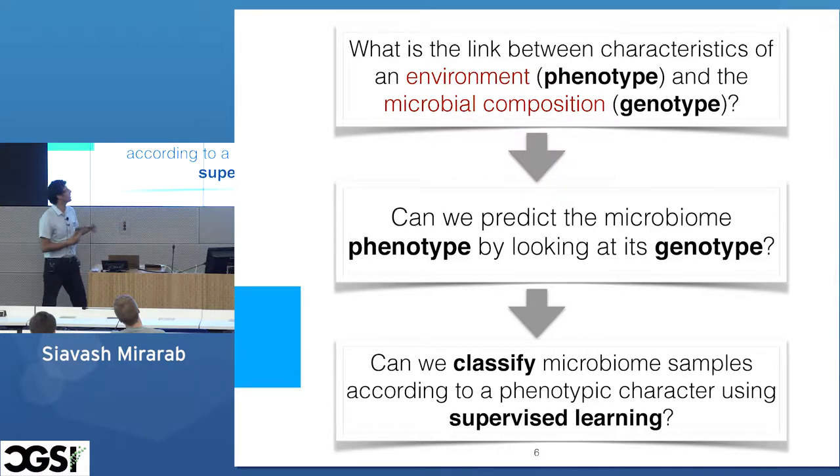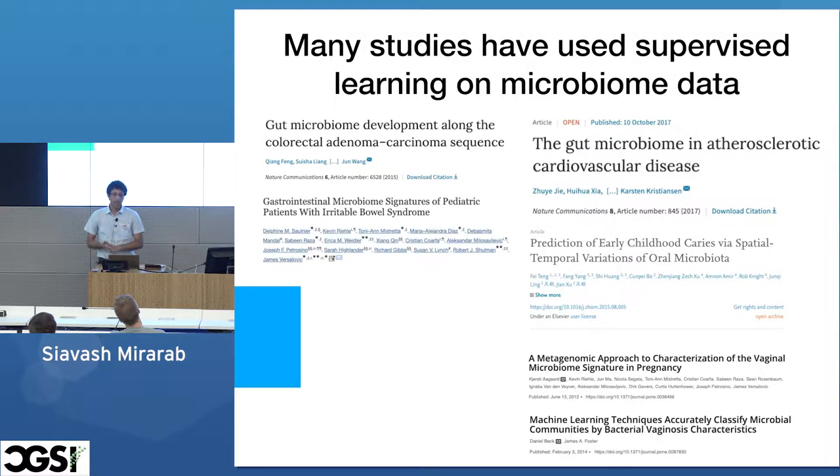And one way to think about this prediction is in the supervised learning framework, right? So you have your samples, you have the labels of the phenotype, and you want to do, let's say, a classification. And if you just look at the microbiome literature, you'd see many, many papers, and this is a very small subsample of them, that have looked at various traits, and they have built classifiers based on the microbial composition to predict various traits, and for the most part, they report success. They are able to do this with some level of accuracy, of course.